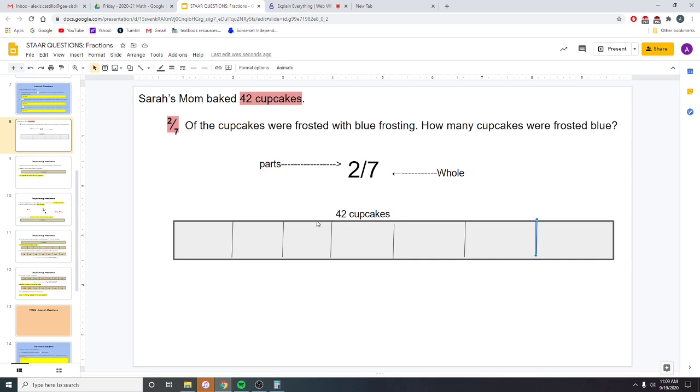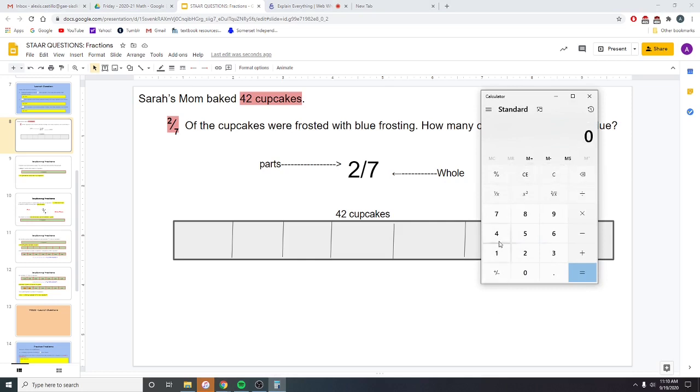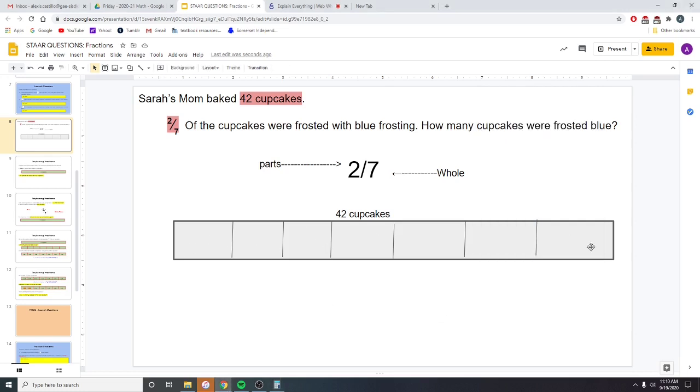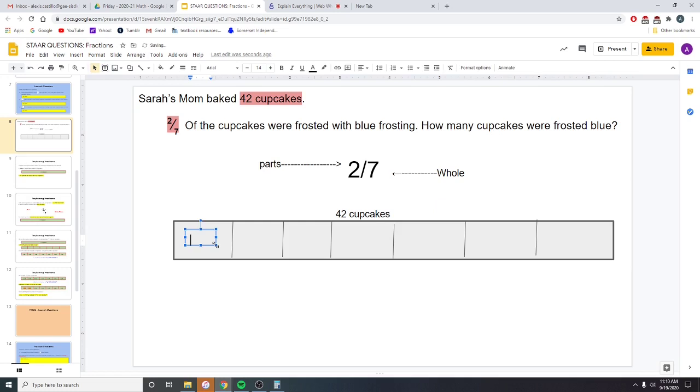We took all 42 and cut it into 7 pieces. Now here's the thing. You need to know how much each part of these equal. All of these together is going to equal 42 cupcakes. But each piece of this whole fraction bar is equal to parts of the 42 cupcakes. So what we need to do is divide this 42 by these 7 pieces. Let's go ahead and do that. If we do 42 divided by 7, each one of these pieces is worth 6 cupcakes.